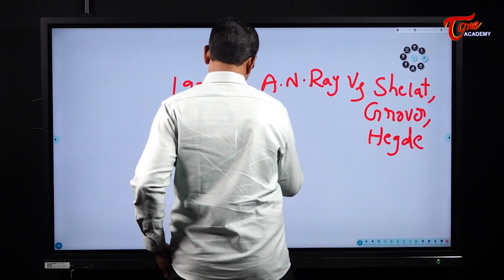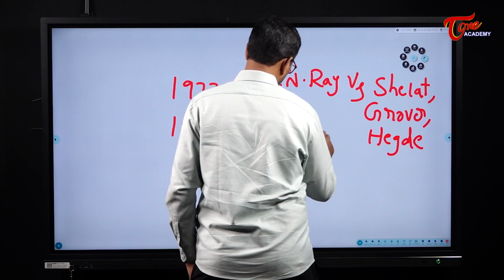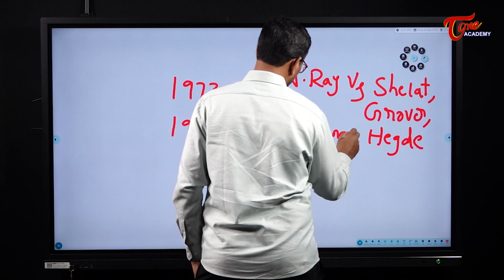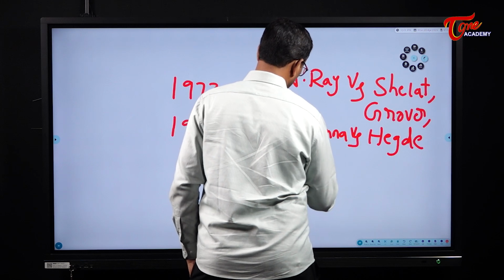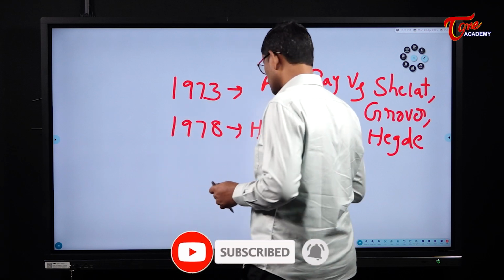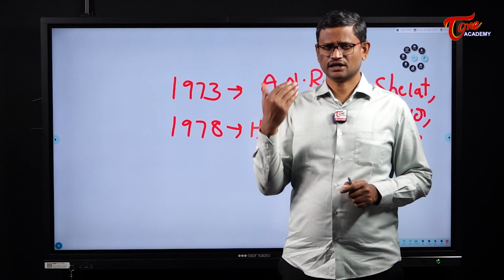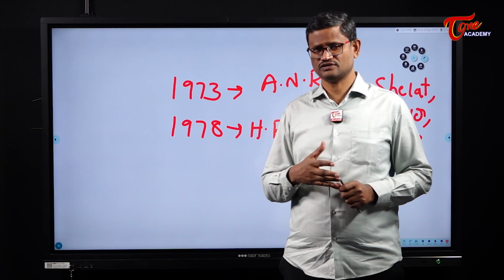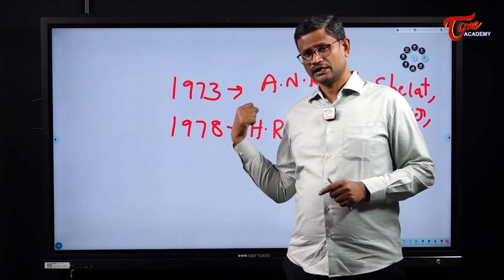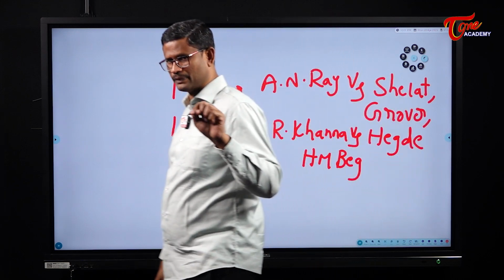This time, H.R. Khanna versus H.M. Beg. H.R. Khanna was senior to H.M. Beg, but H.R. Khanna was not considered for the post of Chief Justice of India, and Beg was made the Chief Justice of India. Then why did this happen?